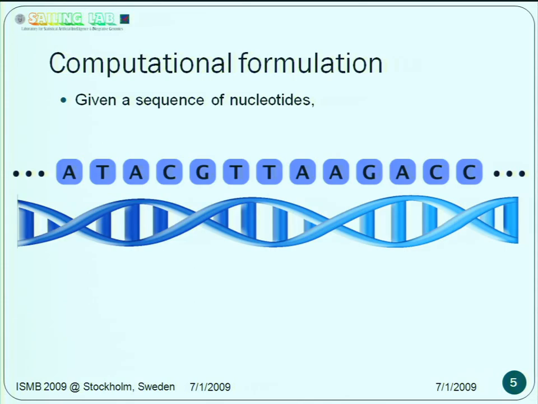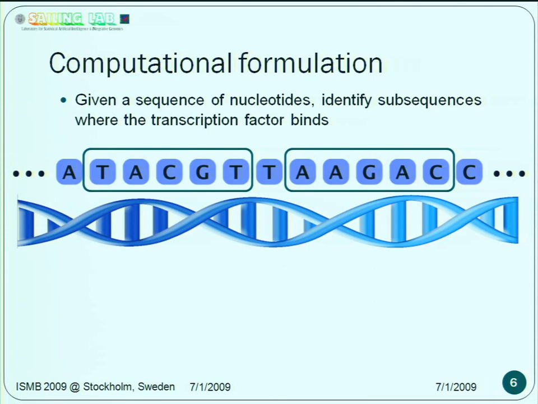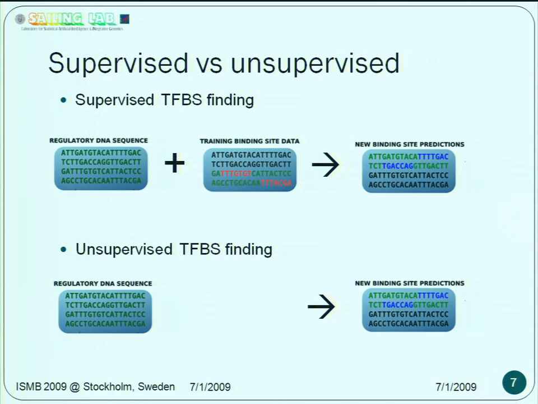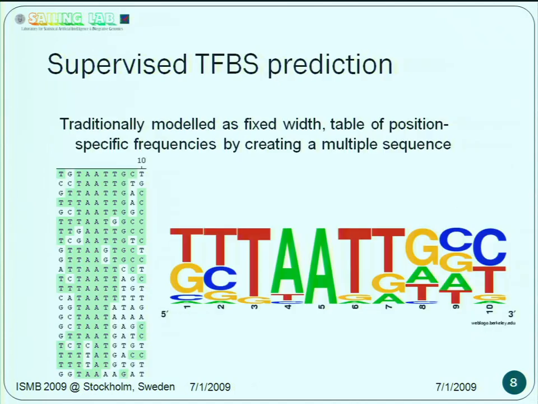So without further ado, moving on to the computational formulation, what we want to do is that given a sequence of nucleotides, we would like to figure out exactly where the transcription factor may be binding. And there are basically two approaches when you have a large amount of data available to you. One would be unsupervised methods for finding, and one would be supervised methods. And what differentiates these is the fact that for supervised methods, you have some training binding site data available, but for unsupervised methods, you don't. And we will be looking at supervised methods today, so we will take it from here.